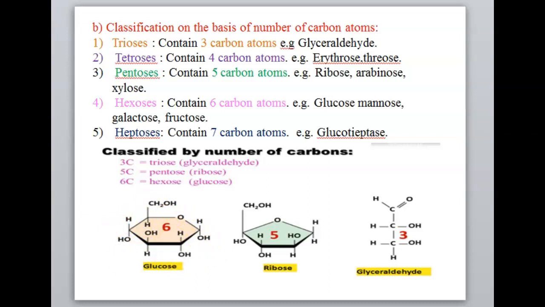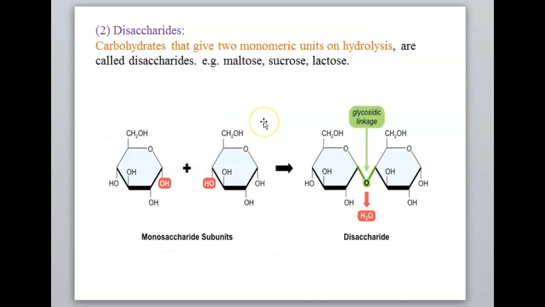Okay, now move to the next type of carbohydrate class, that is the disaccharides. You just see these words properly. Di means two monosaccharide units are combined together, then the disaccharides are formed. These carbohydrates that give 2 monomeric units on hydrolysis are called disaccharides, and the examples are maltose, sucrose as well as lactose.